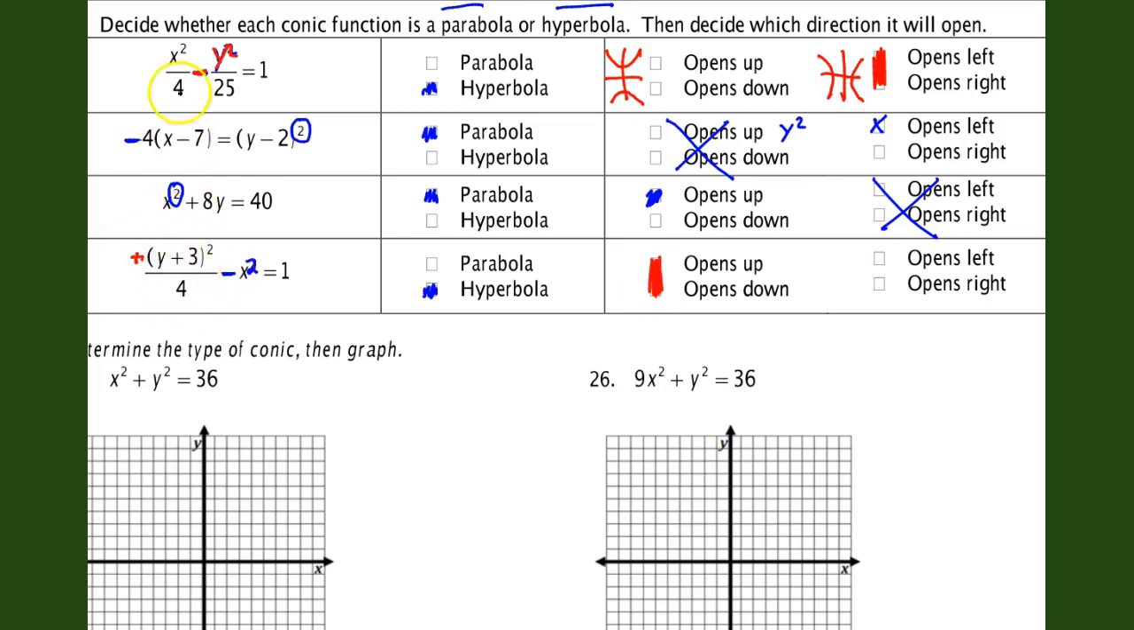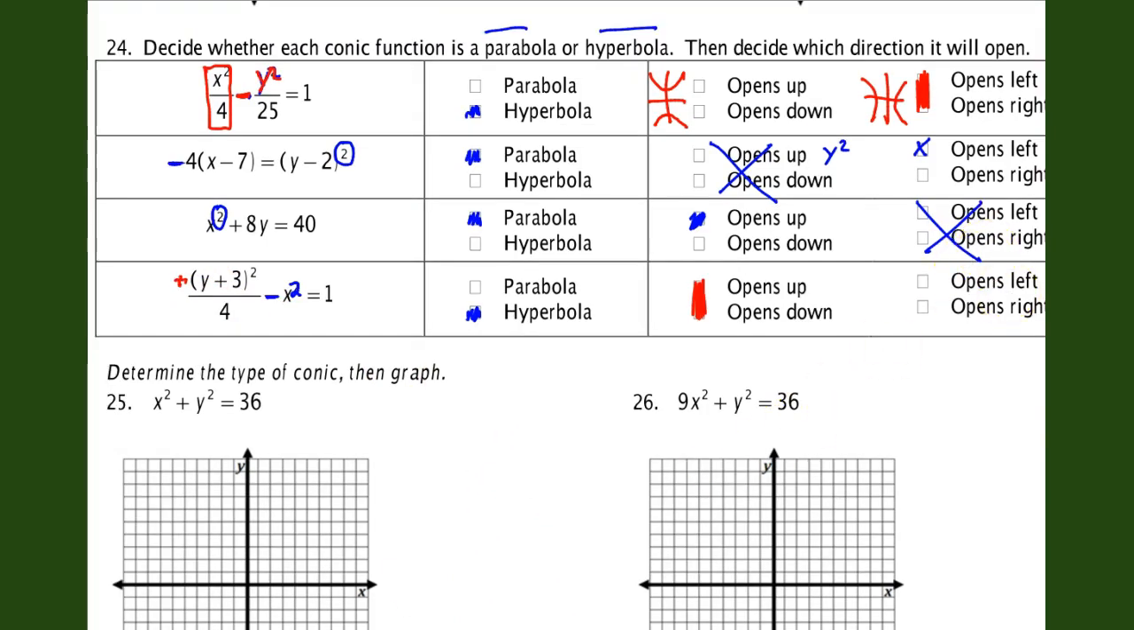Another way of looking at it is that when you have a hyperbola, it's whatever variable is first, because the second one is always the negative. So the first one will be the positive. The beginning of the equation will tell you what direction the hyperbola will open. Since it starts off with an x squared, I know it's going to be left and right. This one starts off with the y squared, so it's going to be up and down.